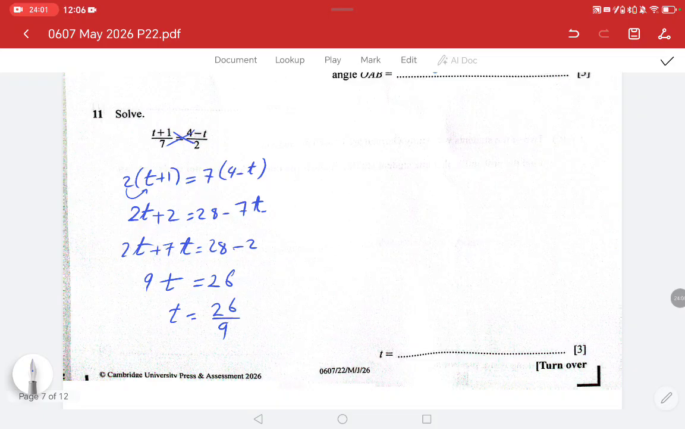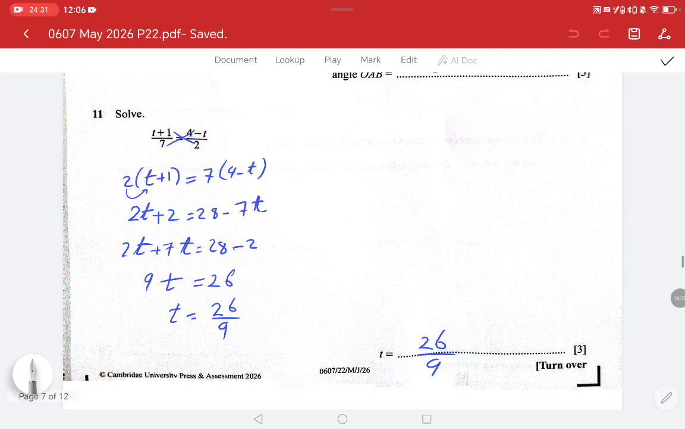Mister, can I write it 26 over 9? Yes. Can I write it as a mixed number? Yes. Will they deduct 1 point if I write it not as a mixed number? No. 26 over 9 or equivalent. The problem is not about the fraction being an improper fraction or a mixed number.